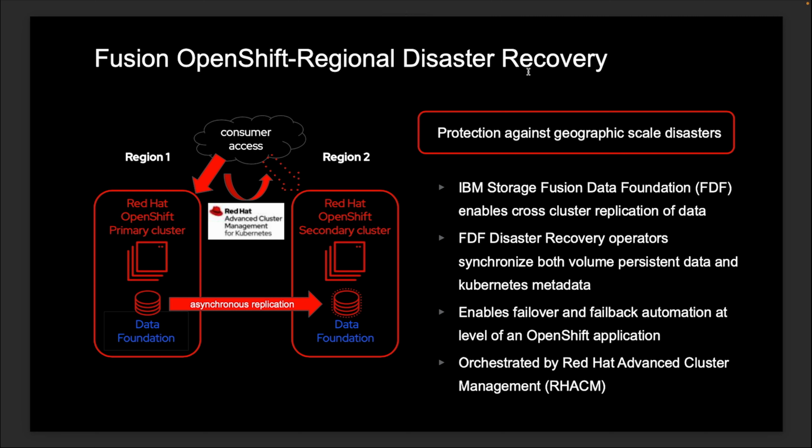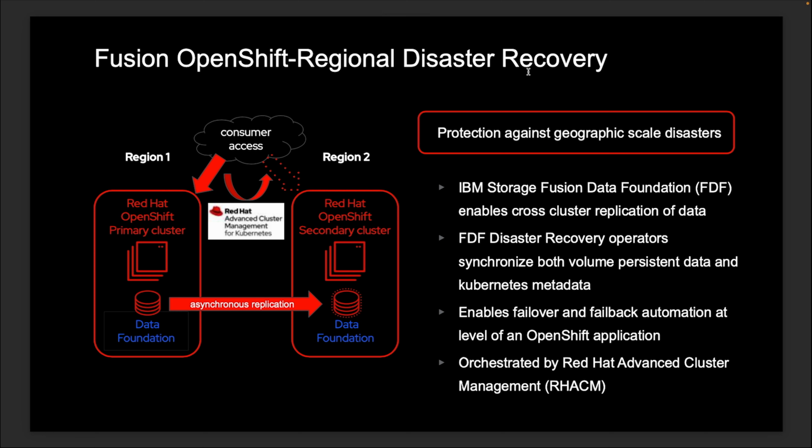So let's look at our architecture here and how we have it set up. The word regional is meant to be between regions. In this case, we're going to have an OpenShift cluster at what we call region 1 and another OpenShift cluster at region 2. In the case of Advanced Cluster Management, it will probably be on another cluster so that you have the ability to fail over.